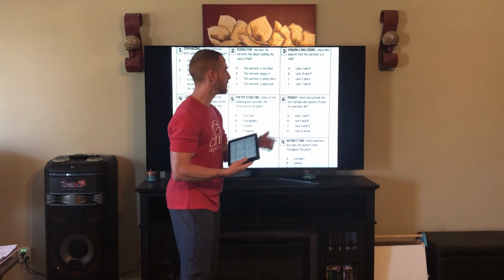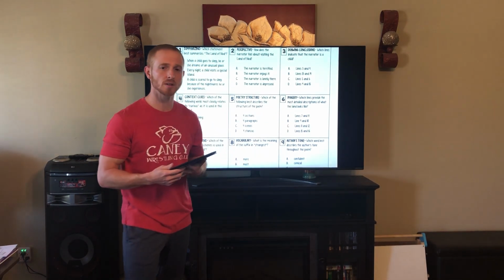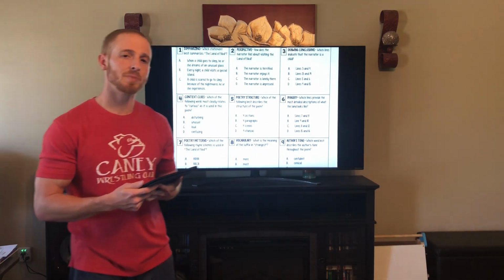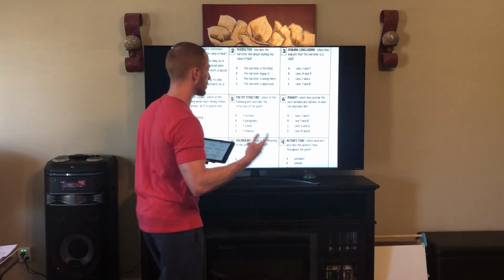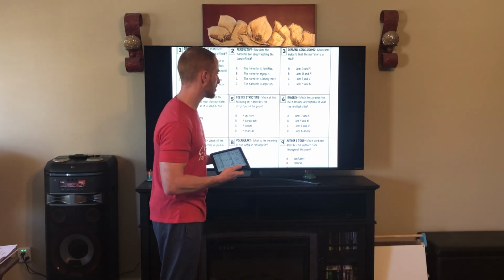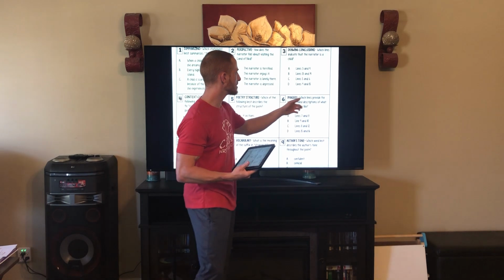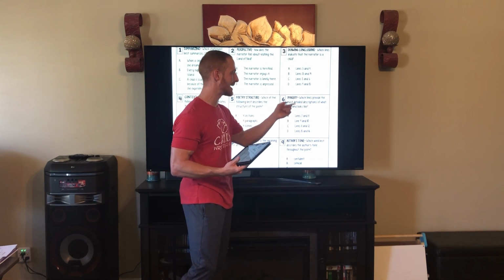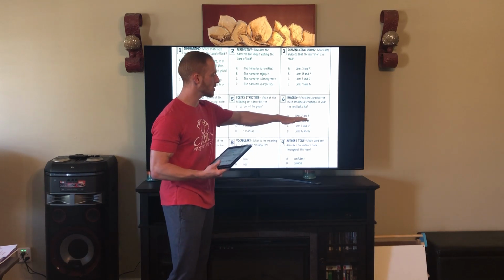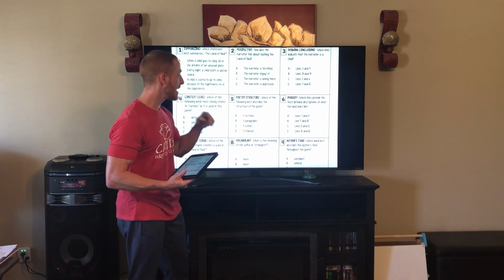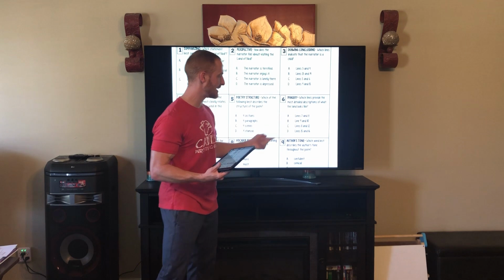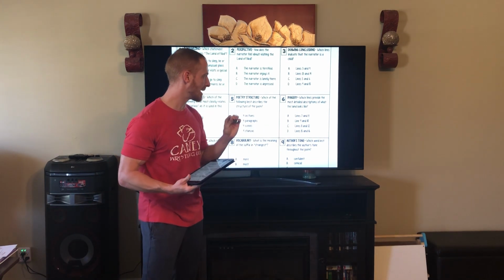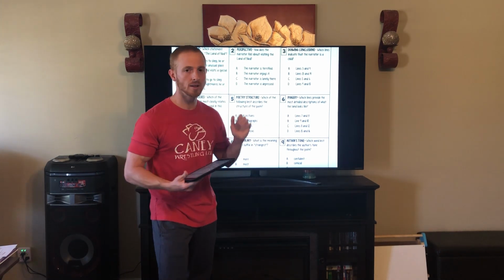Imagery. Imagery is something we've also talked a lot about this year. It goes back to visualizing what you are reading, making that mental picture of what's taking place in the story. It says, which lines provide the most detailed descriptions of what the land looks like? So once again, go through these multiple choice answers and see which one of these lines help you visualize what the land of Nod looks like.